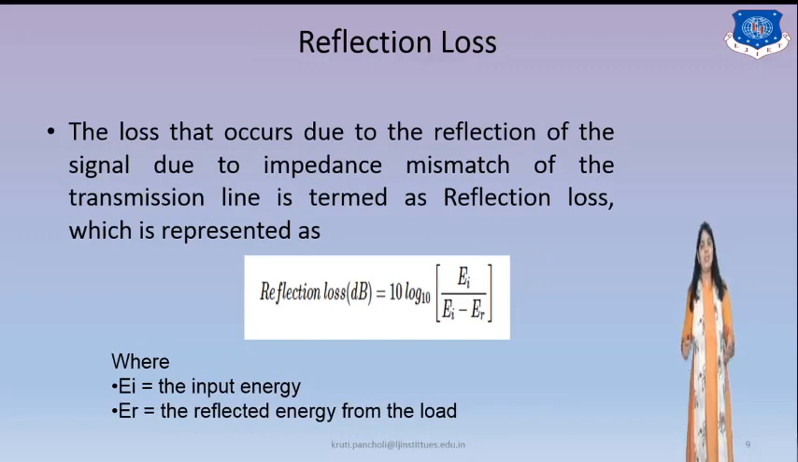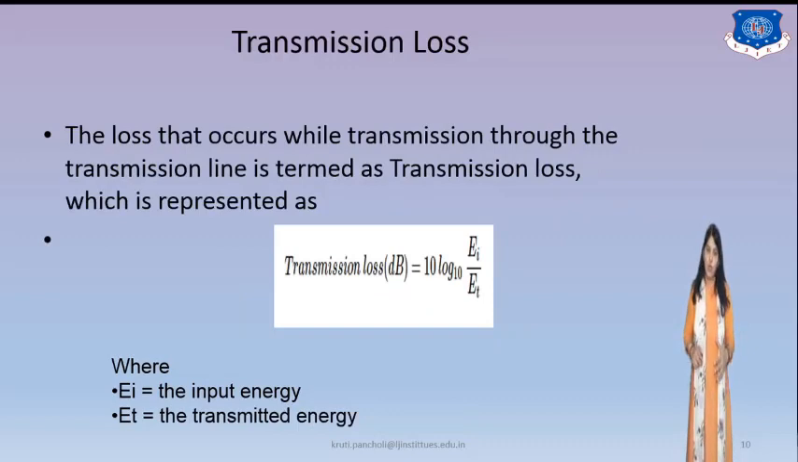The second one is the reflection loss. What is this? The loss that occurs due to the reflection of the signal, due to the impedance mismatch of the transmission line, is referred to as reflection loss, which, measured in dB, is equal to 10 log10 of EI upon (EI minus ER), where EI is the input energy and ER is the reflected energy from the load.